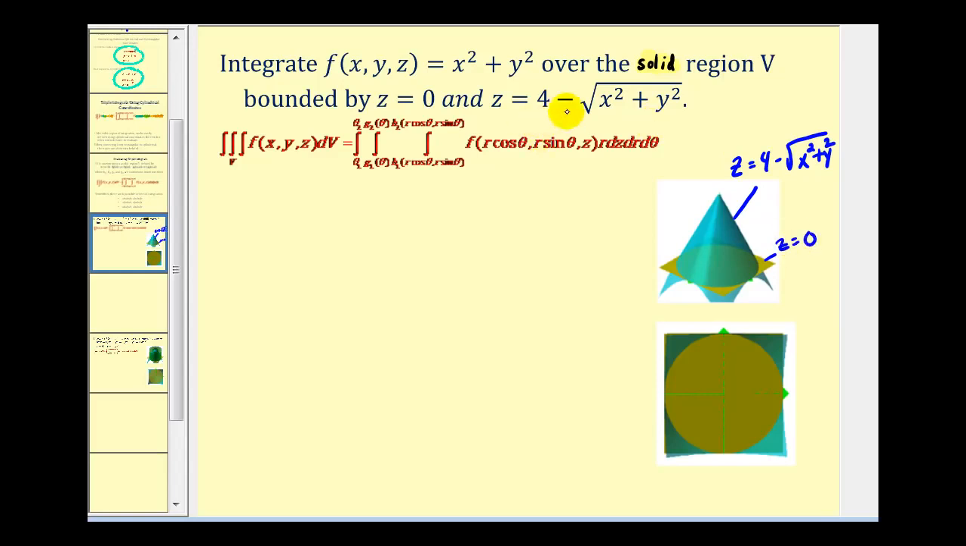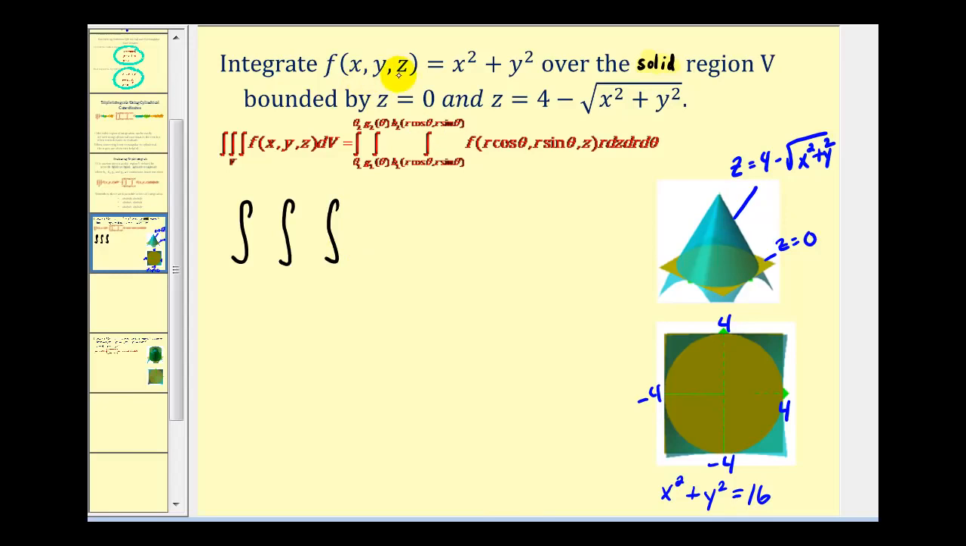If we wanted to sketch the xy trace, we'd take this equation here and replace z with 0. So if we did that, we could move the square root to the other side and then square both sides. That would give us x squared plus y squared equals 16. So we'd have the circle here centered at the origin with a radius of 4. So this would be 4, 4, negative 4, and negative 4. Let's see if we can use this information to set up our triple integral using cylindrical coordinates.